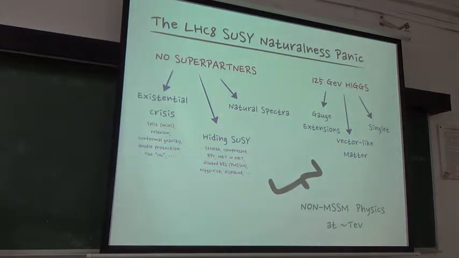Okay, so the summary is that there is this robust problem of naturalness given the LHC results, unless I'm willing to look at extensions beyond the MSSM that involve new states beyond just MSSM states at a low scale, so at the TeV scale. So that's the direction we're going to go.